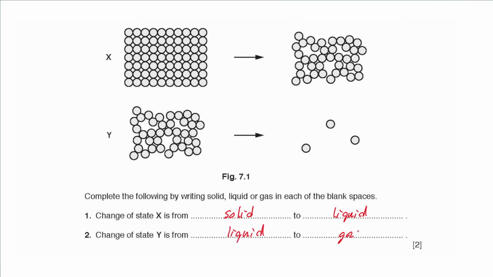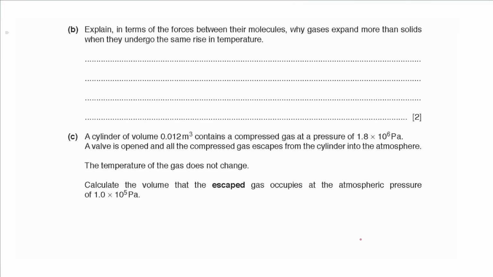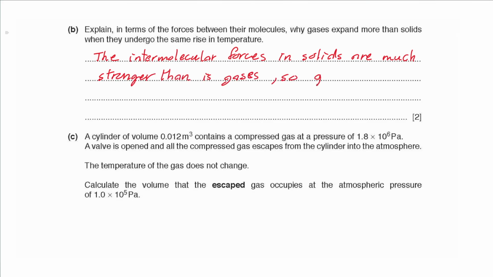So from X, here we have a change of solid to liquid, and for Y we have a change from liquid to gas. Part B says explain in terms of the forces between their molecules why gases expand more than solids when they undergo the same rise in temperature. We can say that the intermolecular forces in solids are much stronger than in gases, so gas molecules are easier to separate since the attraction between them is less.